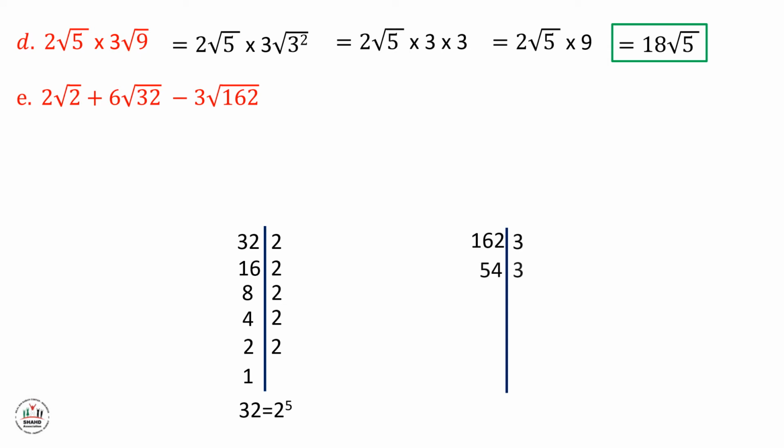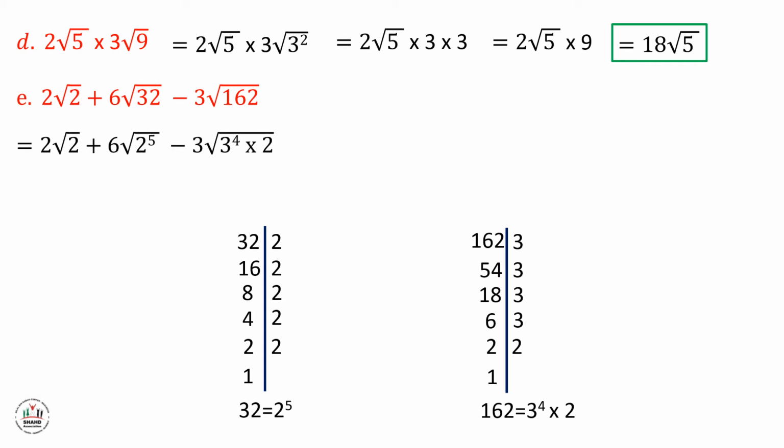162 over 3 equals 54. 54 over 3 equals 18. 18 over 3 equals 6. And 6 over 3 equals 2. 2 over 2 equals 1. So 162 equals 3 to the power 4 times 2.